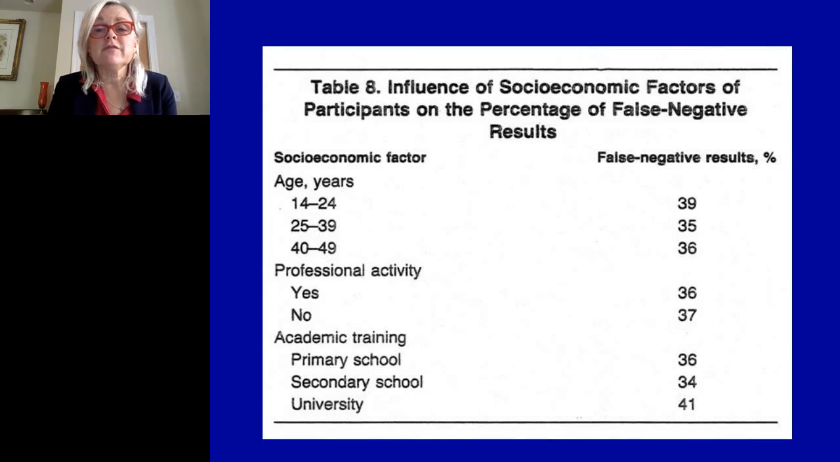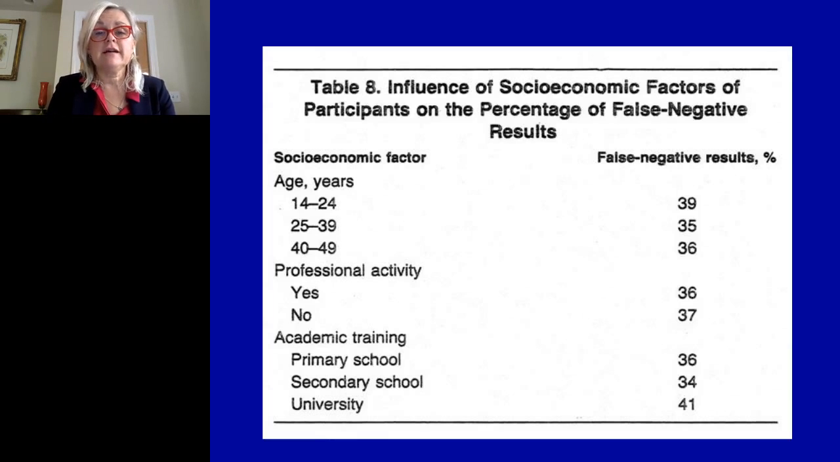So of course, false negative results is what we don't want. It's where the test says that there is no pregnancy, but in fact there is. Well, the false negative results by age were 39%, 35%, and 36%. So extraordinarily high, well into the 30s, real pregnancies being diagnosed as false negative despite the age of the individual doing the testing. Professional activity, moving down this chart, was not important at all, whether it was yes or no. There was a similar, almost identical false negative result of 36, 37%.